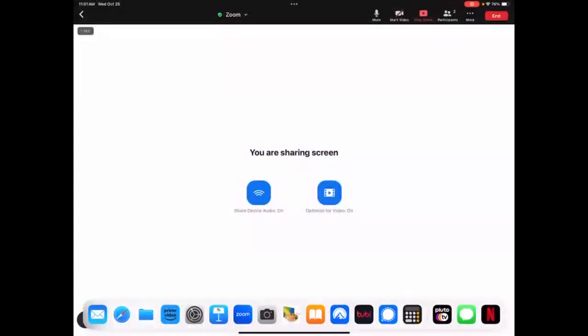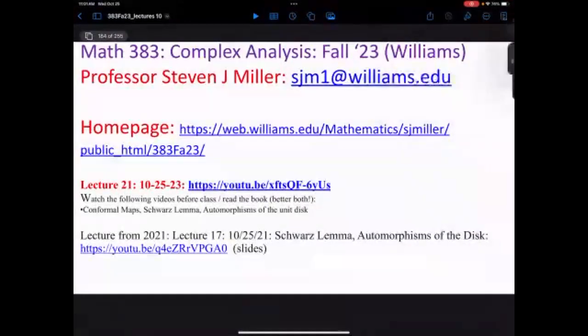So welcome to Math 383 Complex Analysis. This is lecture 21. So what we're going to do today is continue talking about conformal maps. We will hopefully get to things like the Schwarz lemma, and talk a little bit about automorphisms of the unit disk.